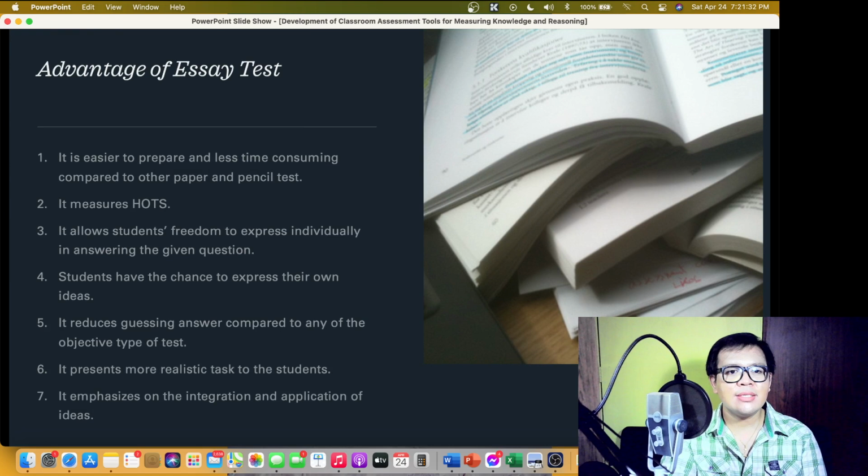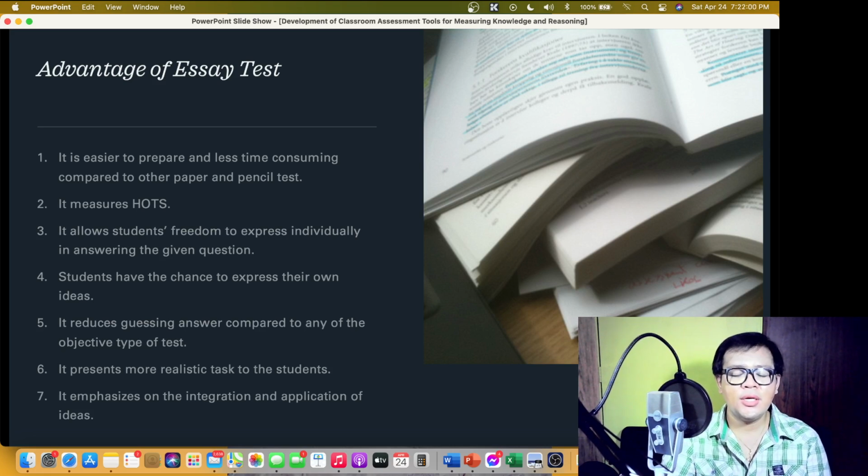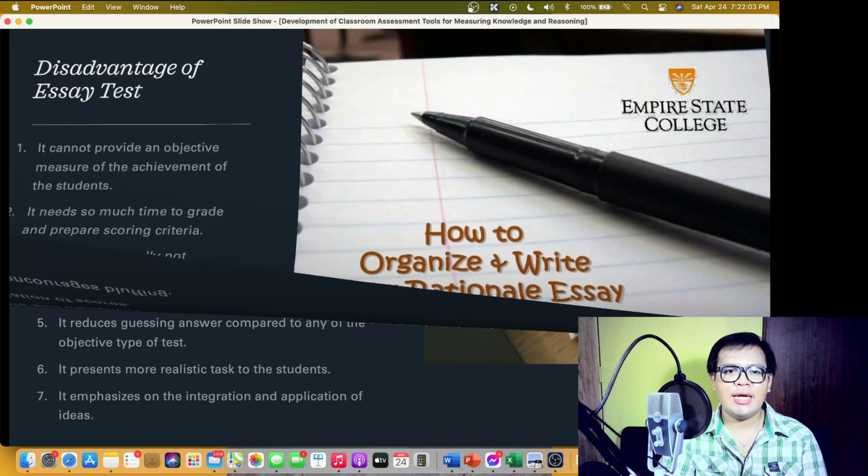Advantages of an essay test: it's easier for us to prepare and less time consuming compared to other paper and pencil tests. It measures HOTS. It also allows students freedom to express themselves individually in answering the given question, and students can have the chance to express their own ideas. It also reduces guessing compared to other objective types of tests, and it presents more realistic tasks to the student. Thus, it emphasizes the integration and application of different ideas.